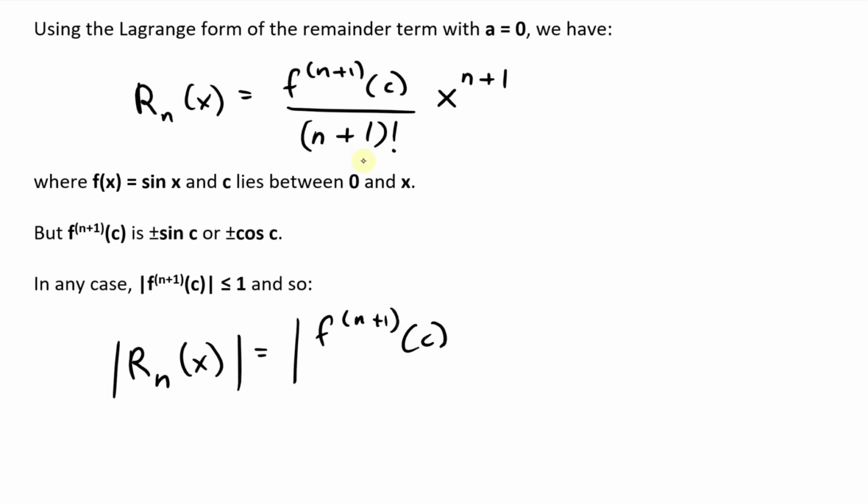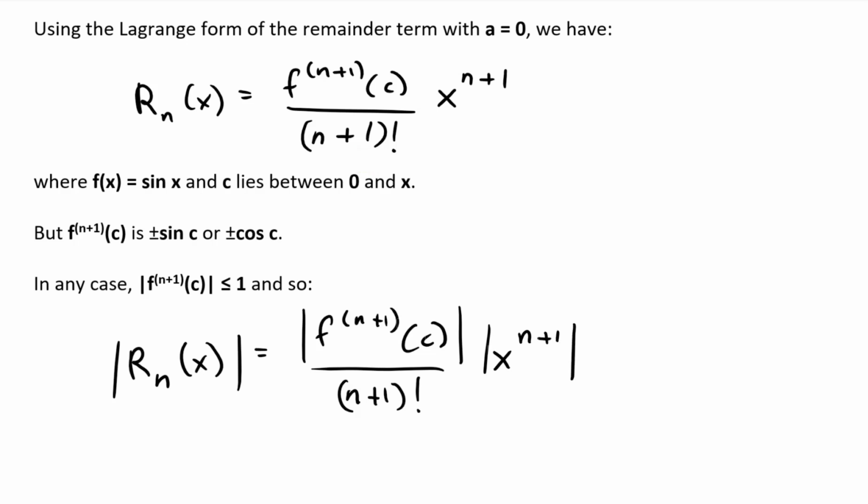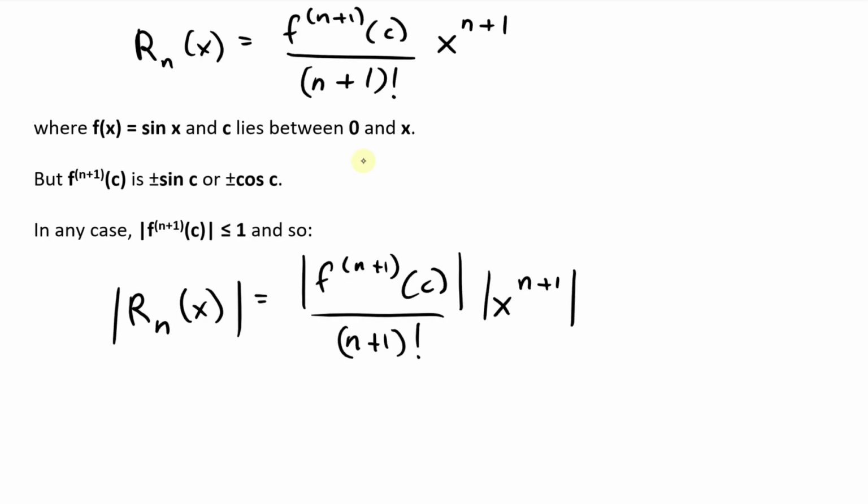Since the bottom one, n plus 1 factorial, is always going to be positive, we can just leave the absolute value sign out of there, put it over this one, and then also put it around this one right here, the absolute value of x^(n+1). So everything is always positive. Now this derivative is less than or equal to 1.